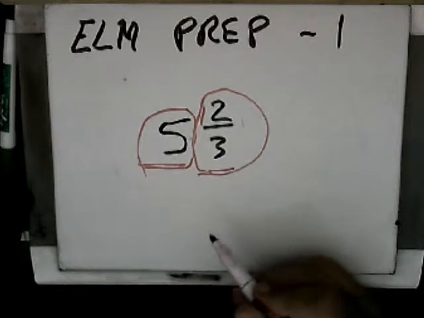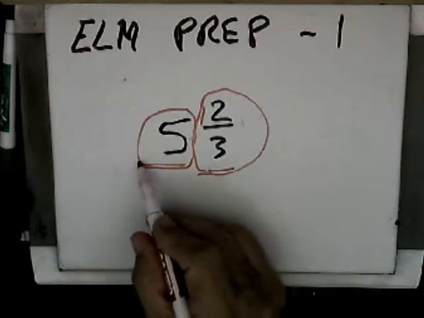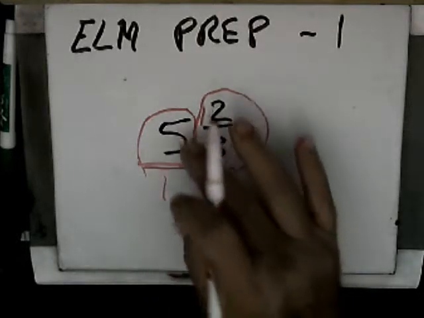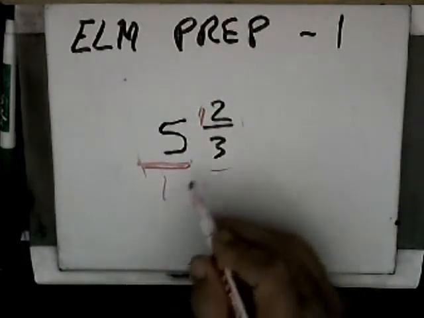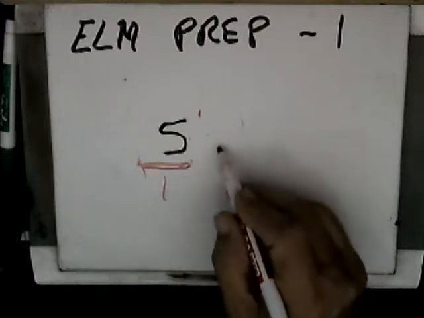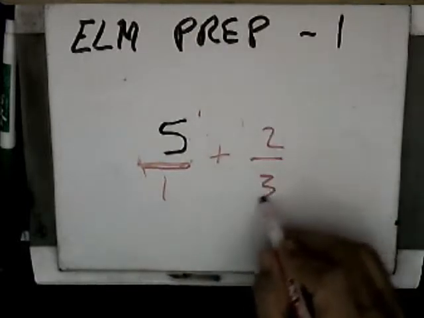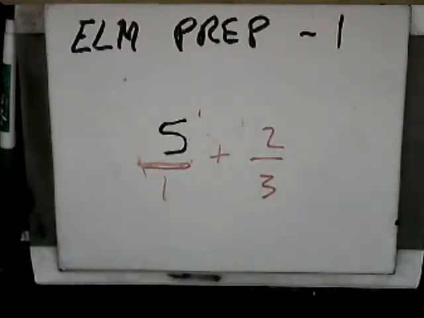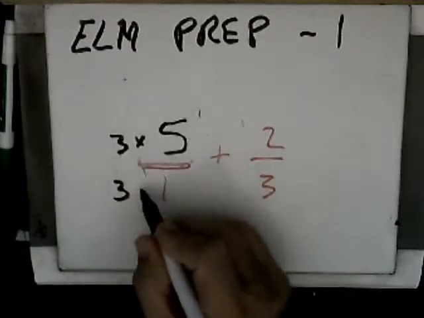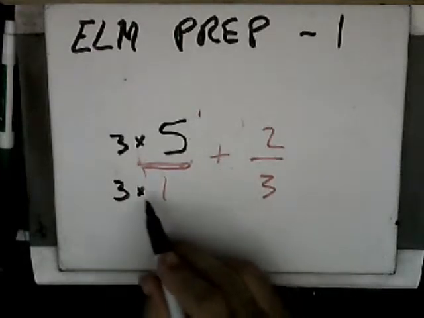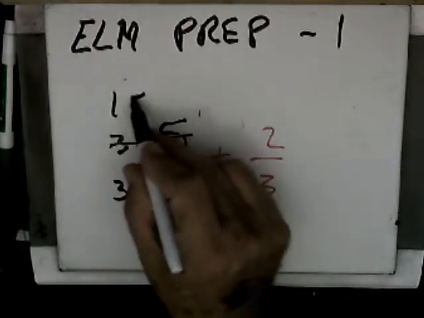Well, I could make it all fraction. I could say, well, this is really 5/1. I can write any number over 1. And then I want a 3 on the bottom. So I have 5/1 plus 2/3. I want this to be a 3 on the bottom. So what I might do is multiply the top and bottom by 3. Well, that makes the bottom 3, and the top would then be 15.